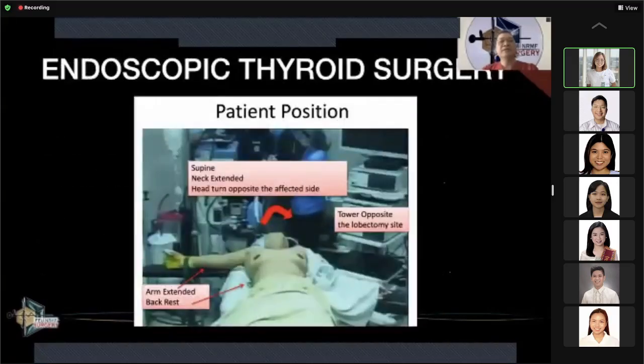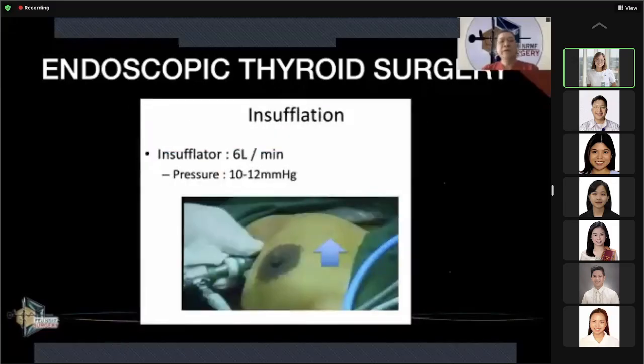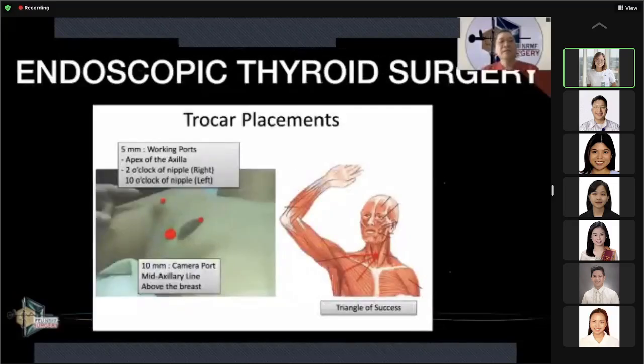So endoscopic thyroid surgery is the best example of an extracavitary minimally invasive surgery. So this is the position of the patient. So the thyroid problem is on the right side. That's why you stay on the right side of the patient. So you insert the same instrument you use for laparoscopy. You just make a space in that subcutaneous area. So this is the area where you access the right thyroid gland, from the right axillary area.